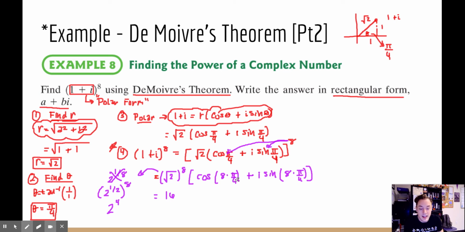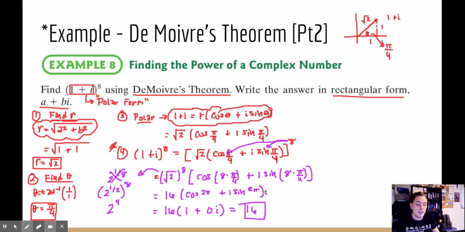This angle right here, you need to simplify. That would become 2 pi. So this would be cosine of 2 pi, plus i sine of 2 pi. Same exact thing, and then we just simplify accordingly. So 16 times cosine of 2 pi is just 1, plus sine of 2 pi is just 0i. And so what this equals is simply 16. It just equals 16.